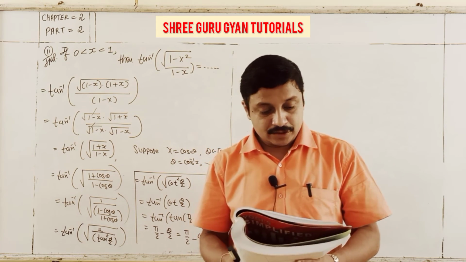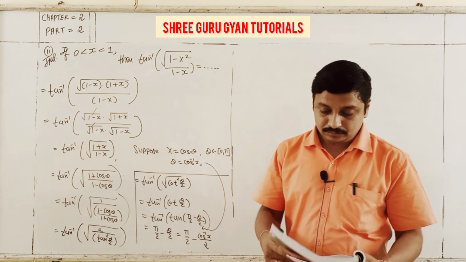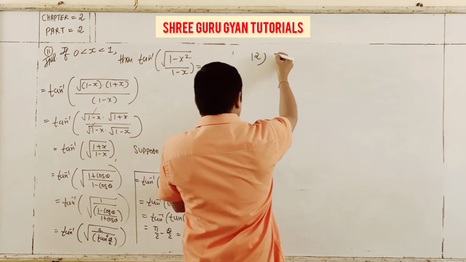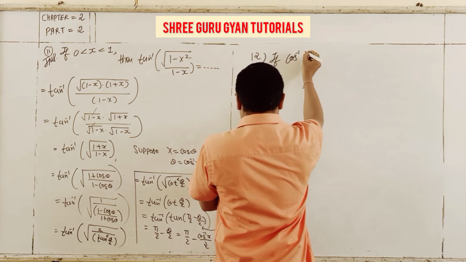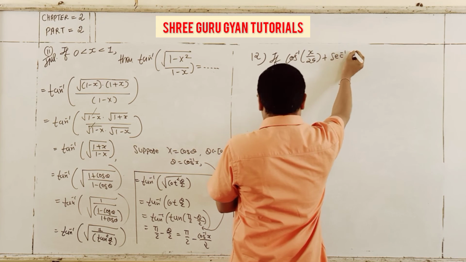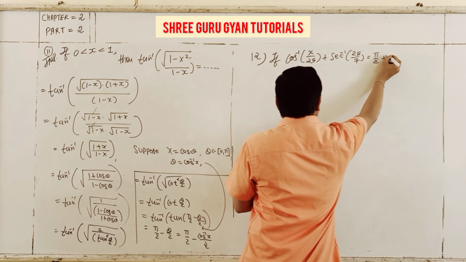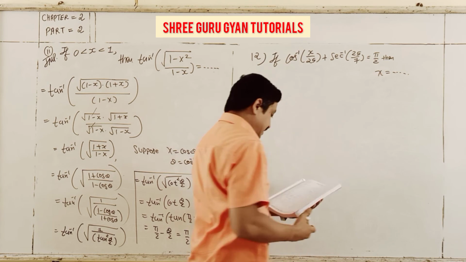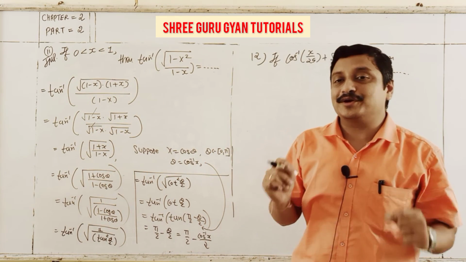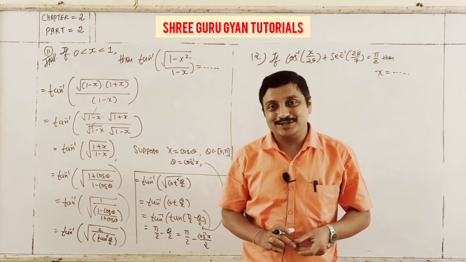Now continue with question number 12. Question 12 is easy, don't worry. If cos inverse x by 25 plus sec inverse 25 by 7 is pi by 2, then x is dash. Here you operate your theorem. If you know the theorem, then you can easily calculate the solution.